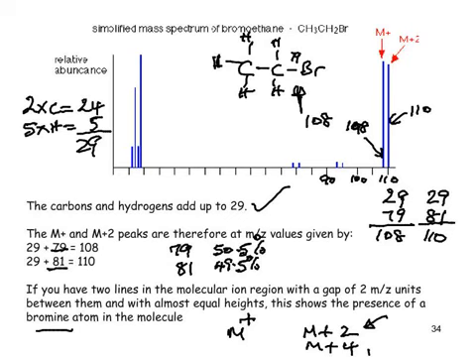And one needs to be aware then of the relevance of an M+2 and an M+4 peak. If we're getting M+2, that's arising from one atom of the heavier isotope, and if we're getting an M+4, that's arising from two atoms of the heavier isotope.